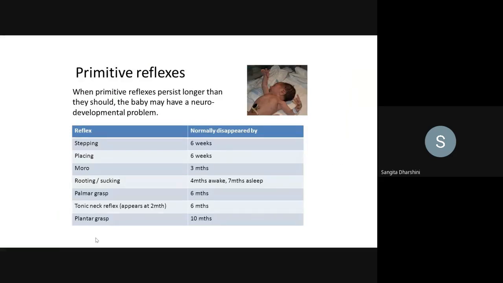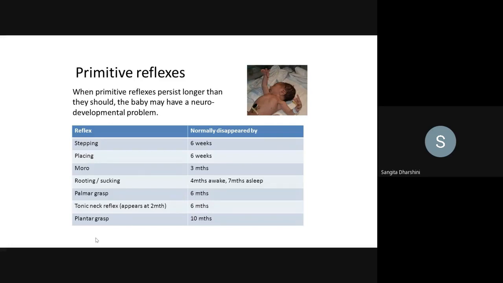They disappear at different times. So, for example, the well-known reflex, which you see the baby doing in the photo, is called the Moro reflex. You gently drop the baby, and what you see is a flexion and abduction of both the upper limbs, and it must be symmetric. However, if this reflex persists at 3 months of age, that should ring a bell to the clinician to tell you that, hey, something is not quite right.